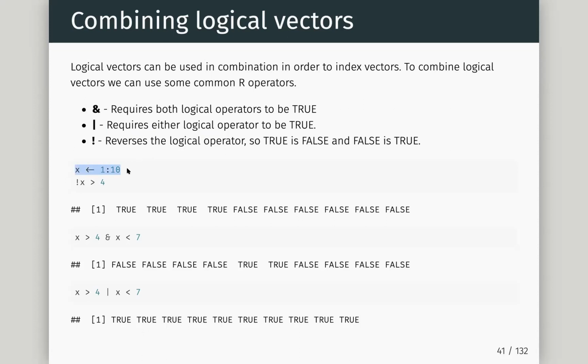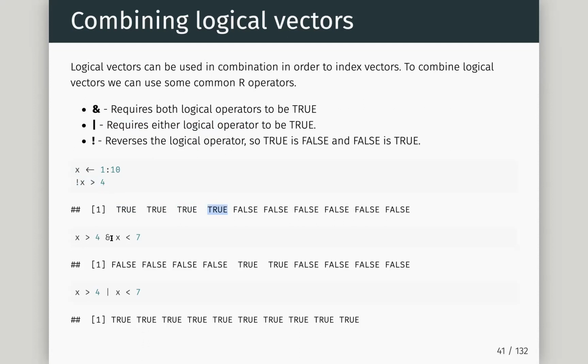X is 1 to 10. Just give me the values where X is greater than 4, so mark them as true. But then I put this exclamation mark in front of it. It's going to reverse it. So it would have been false, false, false, false, true, true, true, true, true, true. But now it's reversed it. So only the first ones are true because they're actually not greater than 4.